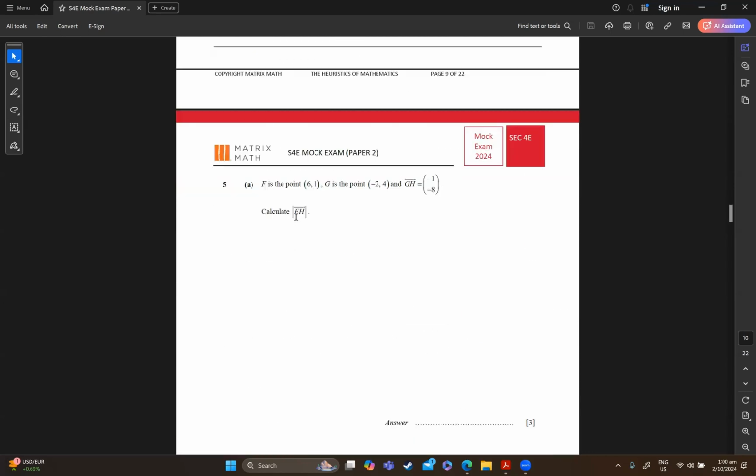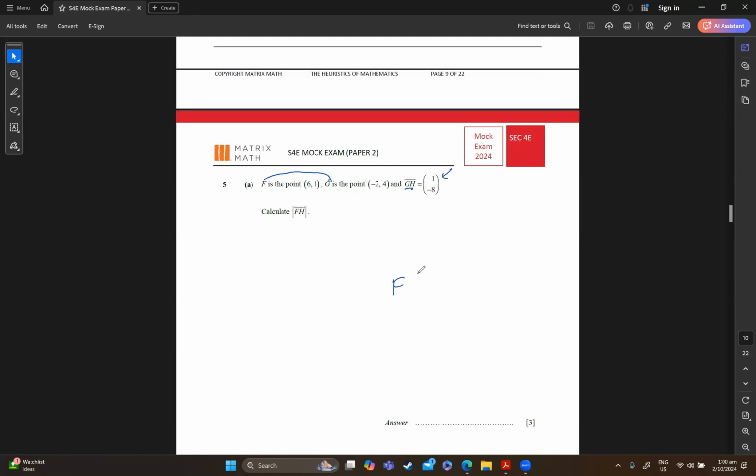Okay, 5A. Calculate FH. Okay, so when you're doing vectors, right, think of it this way. F to H, how do you travel from F to H? That's the whole point. So it has to be a seamless travel. So they say GH is -1, 8, right? So instead of changing GH to HG or whatever, you can actually travel from F to G. So now, once you travel from F to G, right, G to H is -1, 8.